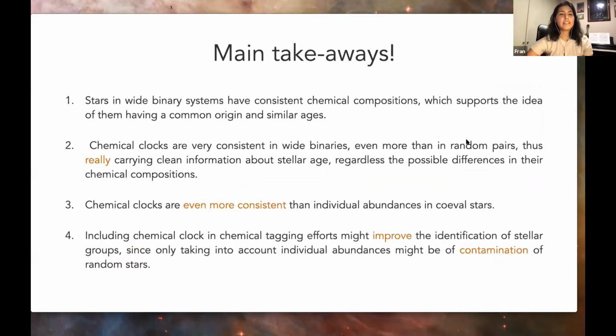So to summarize, what I want you to remember of this talk is that stars in wide binary systems have very consistent chemical composition, which supports the idea of them having a common origin and having similar ages. And also that after using wide binaries to study chemical clocks, we found that they are very consistent in wide binaries, even more than in random pairs. Thus, they really carry clean information about stellar age, regardless of possible differences in their chemical compositions.